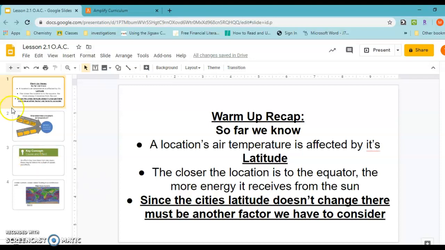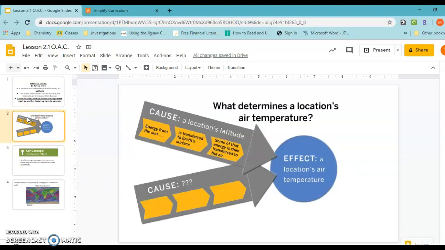the temperature. So we know that air temperature is an effect, right? The location, air temperature is an effect. We talk about what determines the air temperature. And we want to look at some of the causes. So we know that latitude affects the location's air temperature, but it doesn't explain this problem with El Nino. So we have to find the other cause that can determine a location's air temperature.